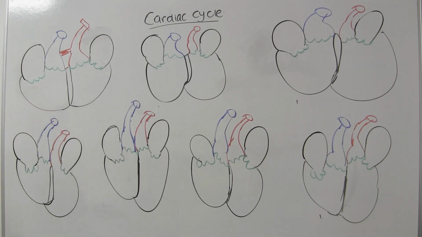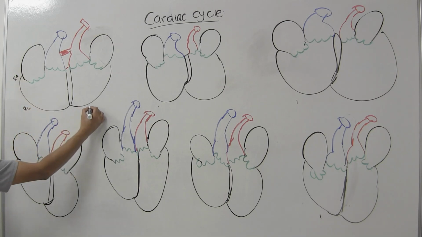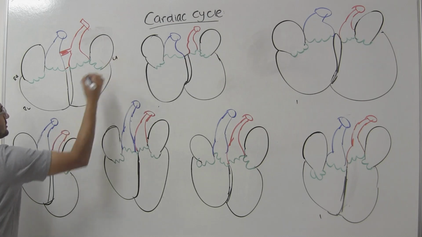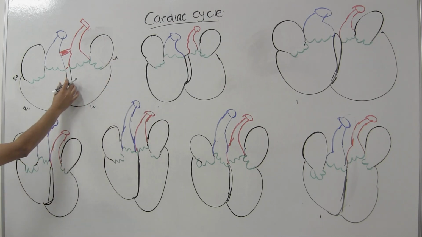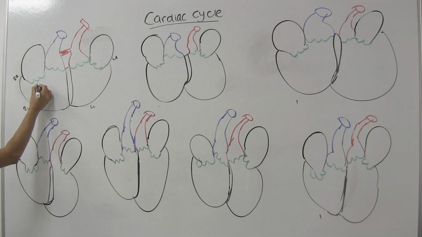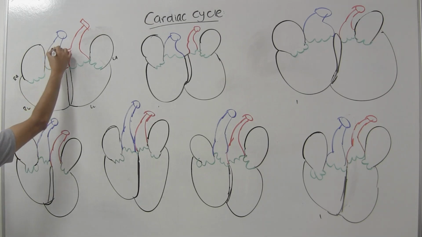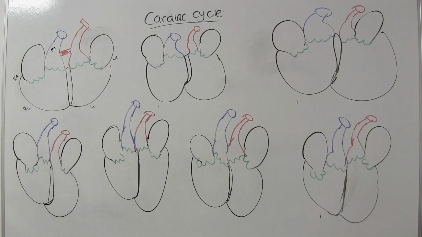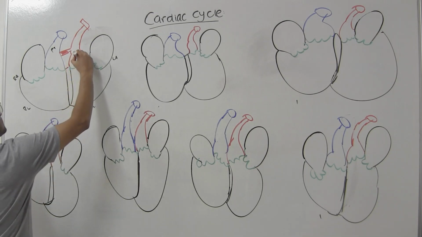This is a heart that I drew here, and I kind of broke it down. Let's define this as the right side of the heart, and this is the left side of the heart. This is going to be my right atrium, this is my right ventricle, this is my left ventricle, and this is my left atrium, right? And obviously this is the interventricular septum. These are different valves or cusps, and then this is going to be my pulmonary trunk or pulmonary artery, and this is going to be my aorta right here.